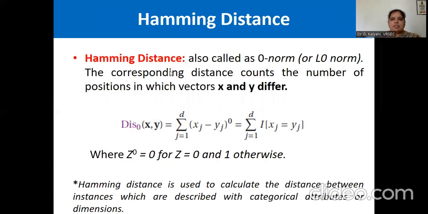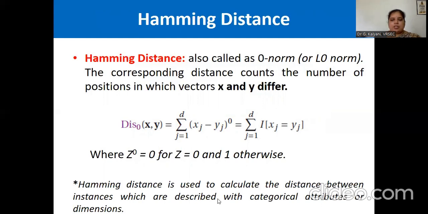Simply, the Hamming distance counts the number of dimensions in which the instances x and y differ from each other. So the formula is sigma j equal to 1 to d of the indicator function of xj not equal to yj. The indicator function I is a Boolean function which returns either 0 or 1. So if xj and yj are equal, then the indicator function will return 0. If both are not equal, then the indicator function will return 1. So simply the Hamming distance counts the number of dimensions in which x and y differ.